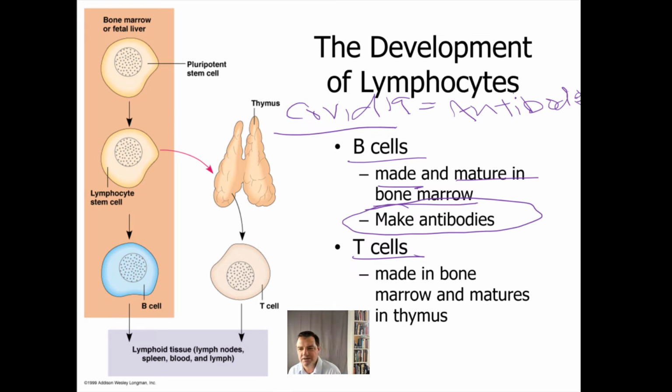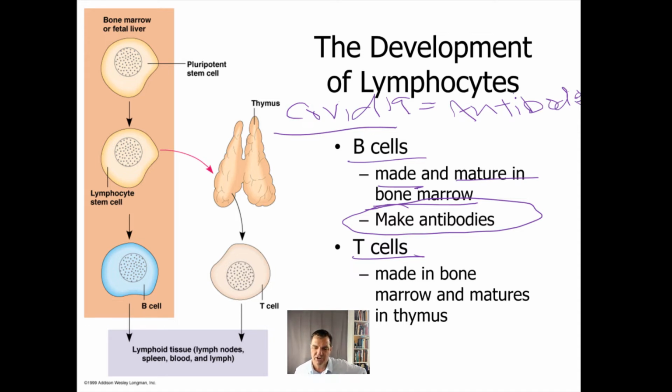So if you test somebody and they test positive for the antibodies, that doesn't mean they're sick. It means their immune system has come in contact with it. Antibody testing is extremely common. It's pretty cheap and easy to do. It doesn't tell you if you're sick or not, though. It just tells you your immune system has seen it. Okay? That's what B cells do.